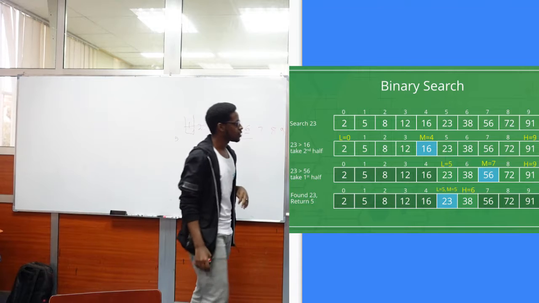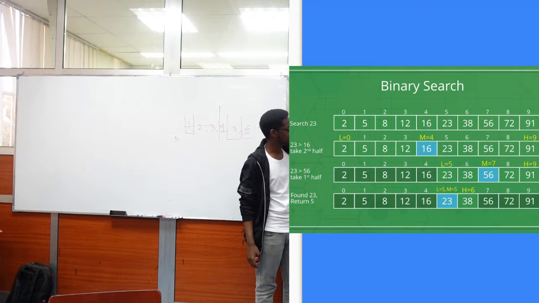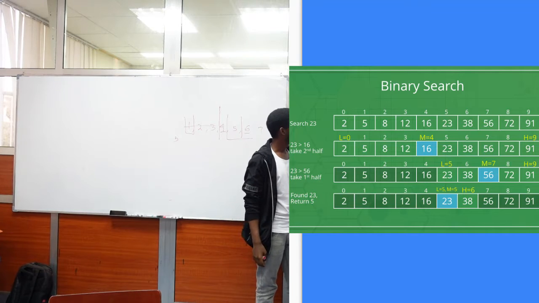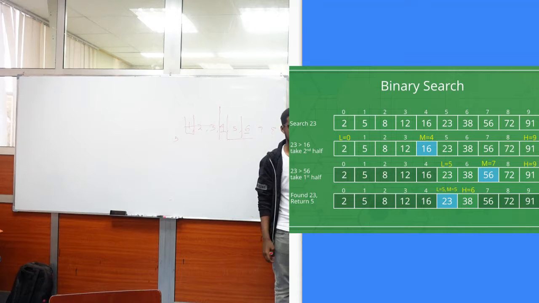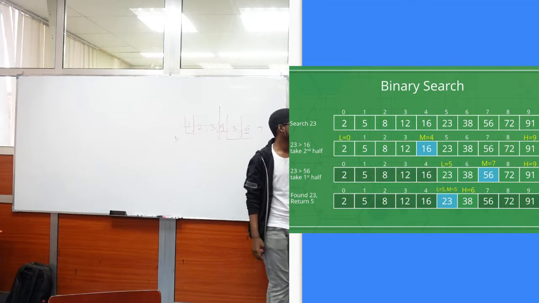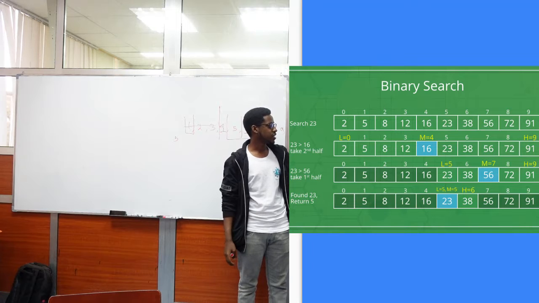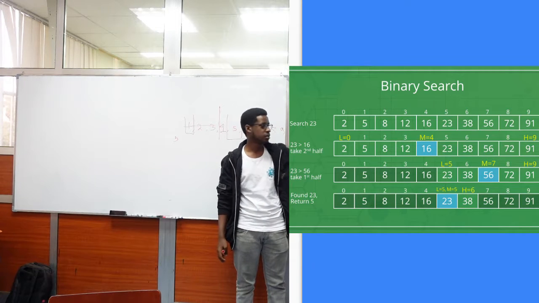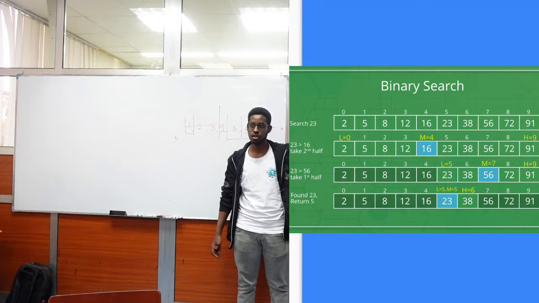So if you're given a list of numbers from 2 up to 91, and you're supposed to find 23, what you do is first, you check the middle element, which in this case is 16. 16 is less than 23. So we are guaranteed that 23 will be on the right side of the middle element we are currently at.